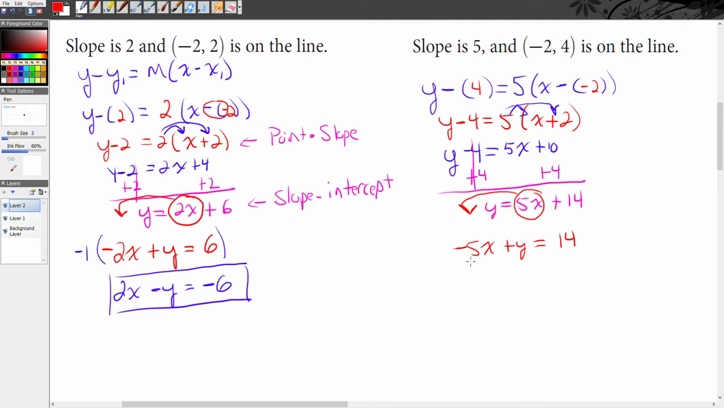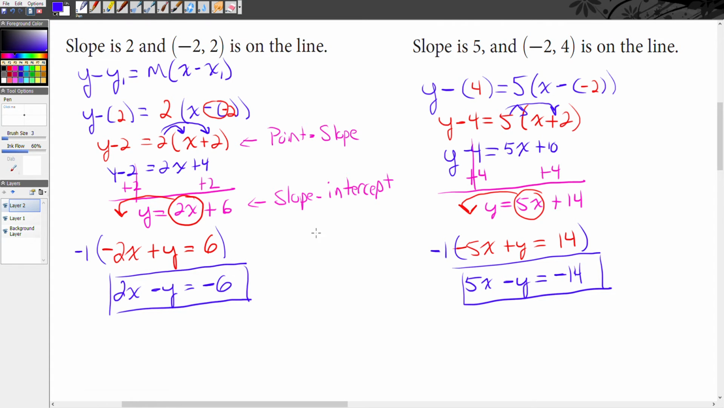And again, we don't want our a value, which is the coefficient for x, to be negative, so we're going to multiply the entire equation by -1. And basically, again, what that means is you're changing the sign for everything. So negative 5x becomes positive 5x, positive y becomes negative y, and positive 14 becomes negative 14. And so here is our equation in standard form.